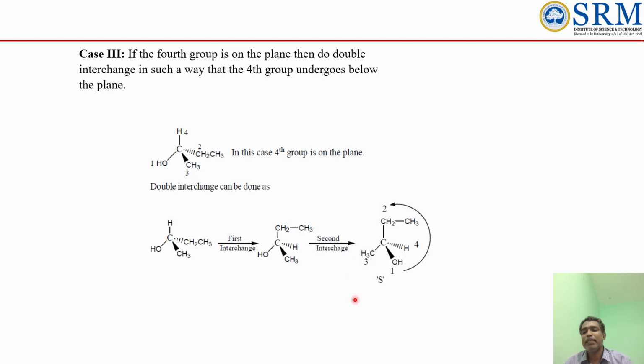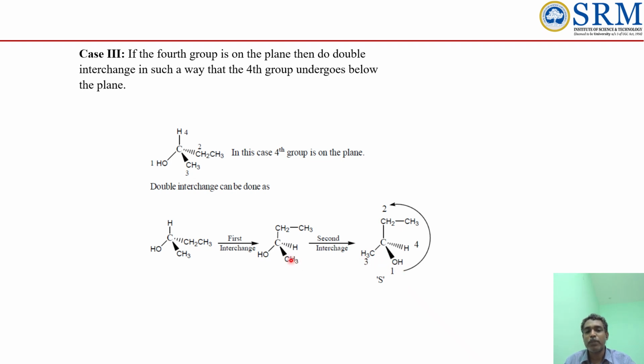So when you do two exchanges, only then will the absolute configuration be conserved. So the second interchange we need to do. In this case, since the fourth substituent is away from the observer, we are not disturbing it. So we did the exchange of methyl.